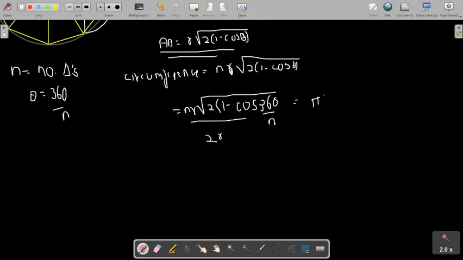So this r cancels out with this r, and we would get n upon 2 multiplied by the root of 2 multiplied by 1 minus cosine of 360 upon n. Okay, so that will be equal to the value of pi.